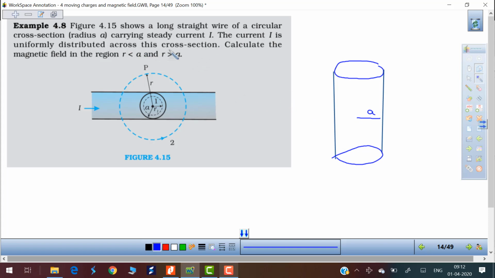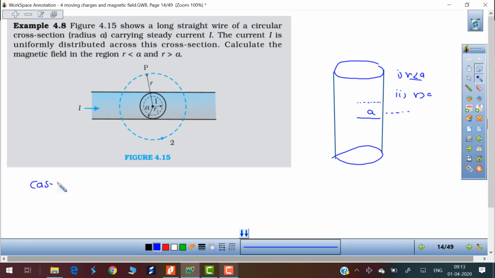Current is uniformly distributed across the cross section. Calculate the magnetic field in the region where R is less than A. It means inside, from here to anywhere. And in the second case, R is greater than A, so outside. So what we do, we use Ampere's circuital law. First, we discuss the first case, R is less than A.